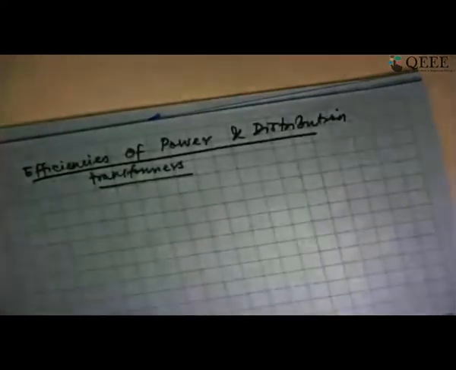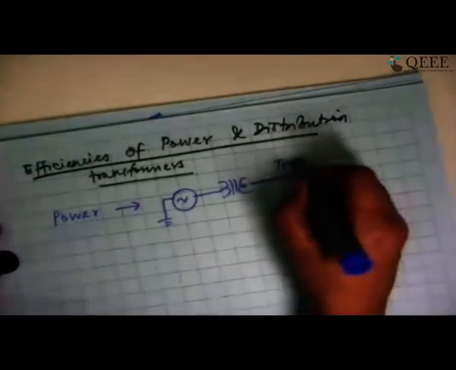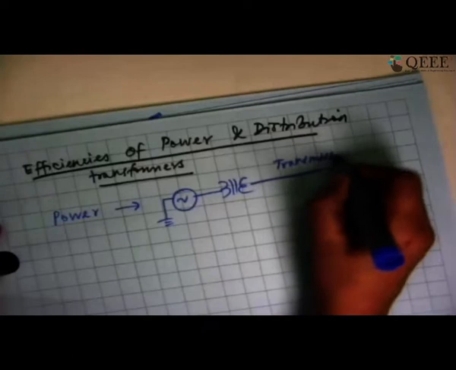Power transformers are normally used in power stations. Power transformers are generally connected to a generator. So if I say that this is the generator, I'm going to have a power transformer here before it is sent to the transmission line. So this is my transmission line. This is the power transformer.